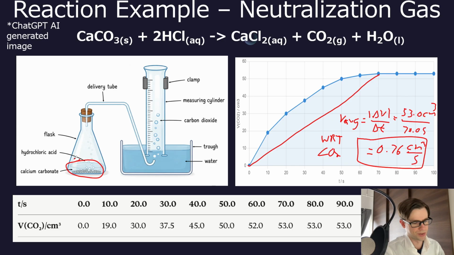But for now, what we can get from this graph and this data set is a production of gas, centimeters cubed, volume per second, on average over the course of the entire reaction time. So very similar to what we did previously, just showing this graphically here. And this is with respect to CO2, but remember CO2 has a stoichiometric coefficient of 1, so this should be the overall reaction rate in terms of volume as well.